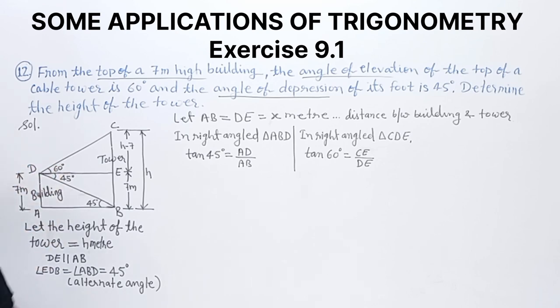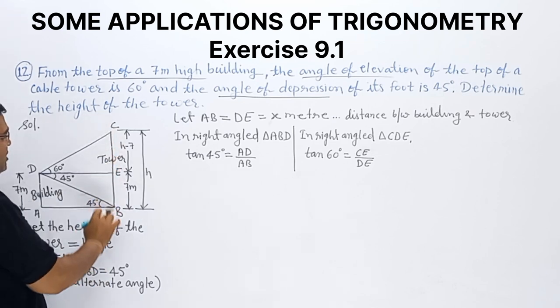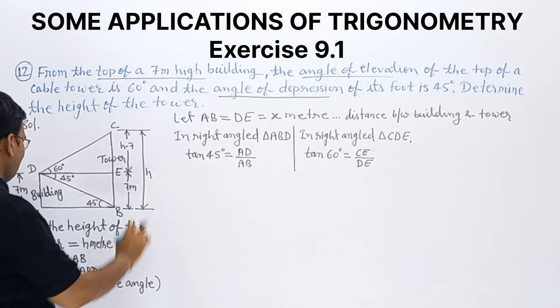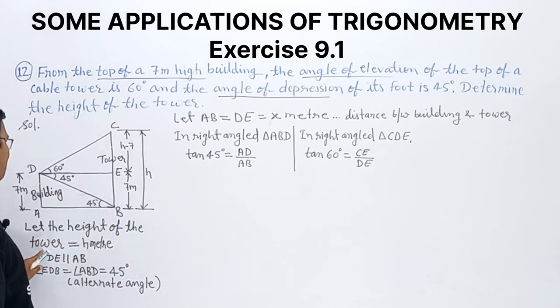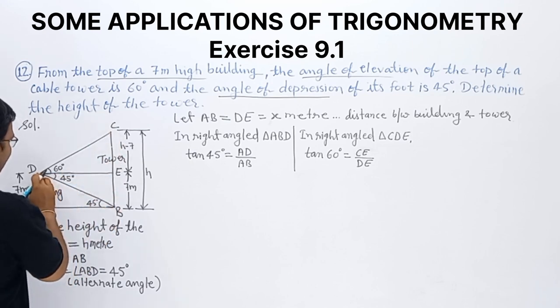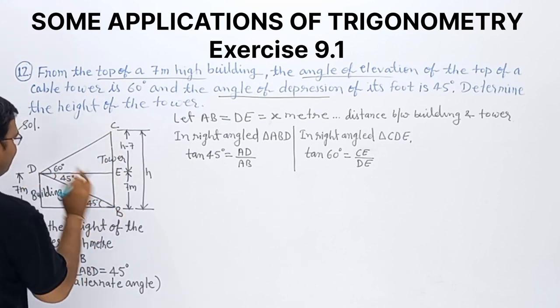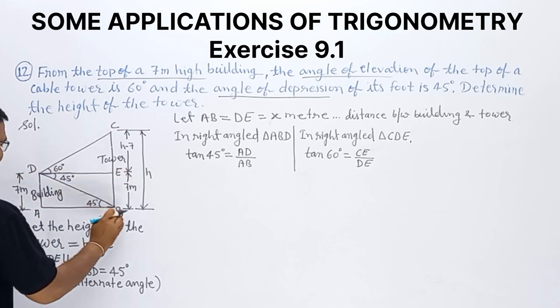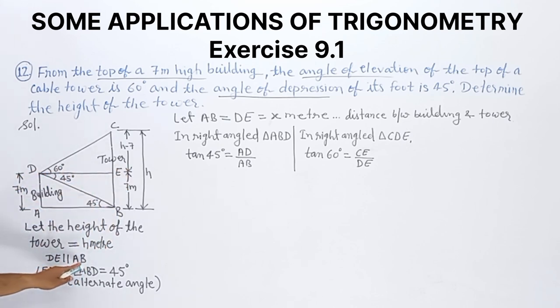Determine the height of the tower. The height of the tower BC is what we want. We assumed the height of the tower is h meters. Clear? So how will we find this? Observe, we draw this line perpendicular to this one. Once this is perpendicular, we can say this line DE is parallel to AB.